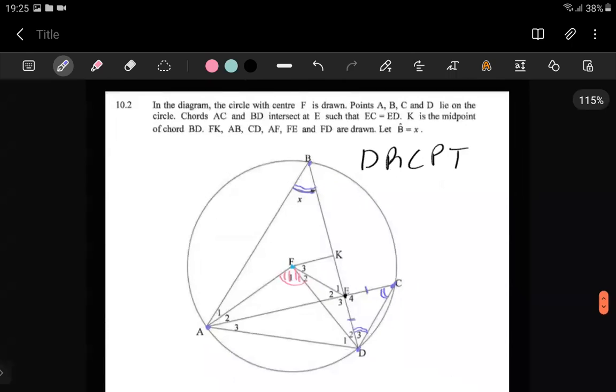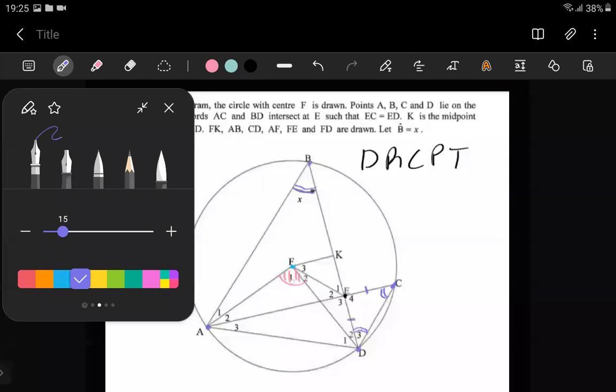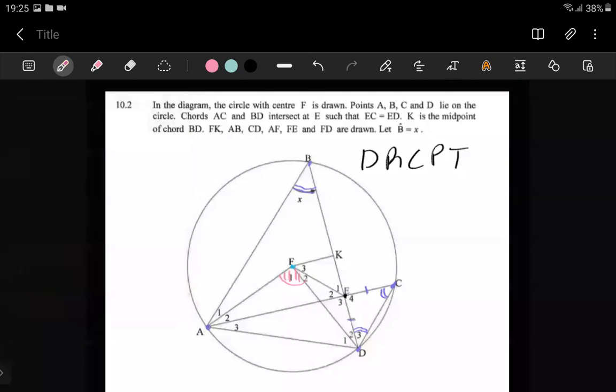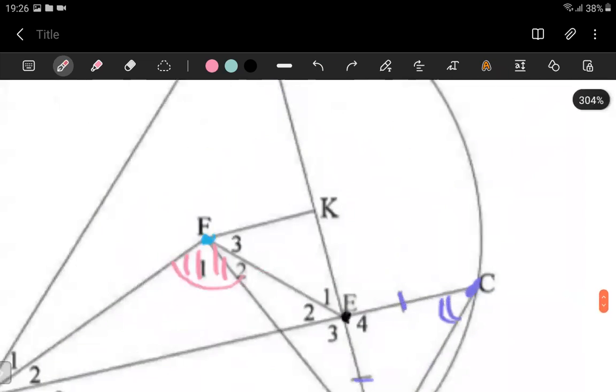Next, they said K is the midpoint of chord BD. So this is important. The reason why this is important is they're trying to tell us that FK cuts BD in half. So automatically they're giving us another theorem. They're trying to tell us that this line is equal to the other side, right? However, what is actually more explicit is the fact that this is a 90-degree angle.